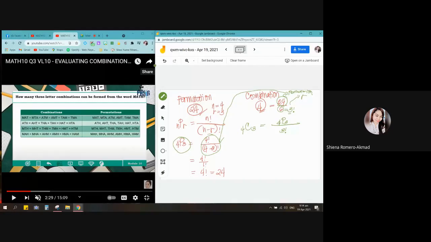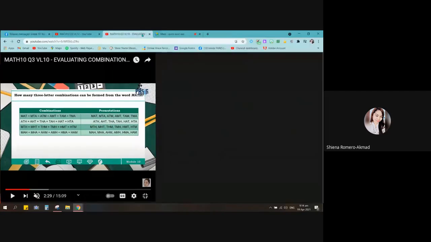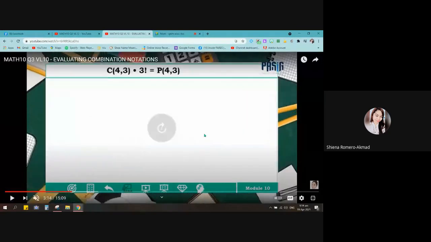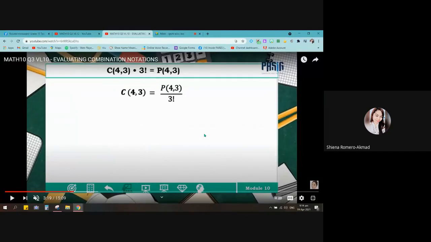So, mapapansin nyo, nanggaling lang din pala siya sa permutation. Pero dinivide lang natin siya to the number of elements na kailangan natin kunin. Okay? So, kapag ginawa natin yan, ang magiging tsura na niyan ay ganito. So, balikan natin. Magiging ganito na ang itsura niyan.